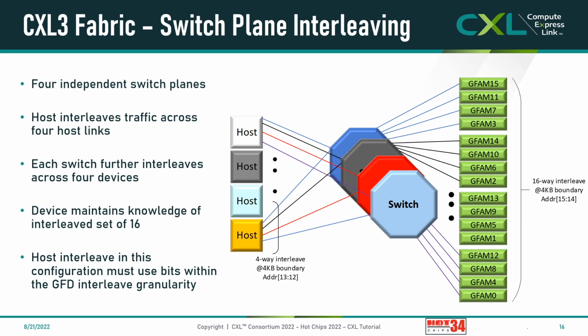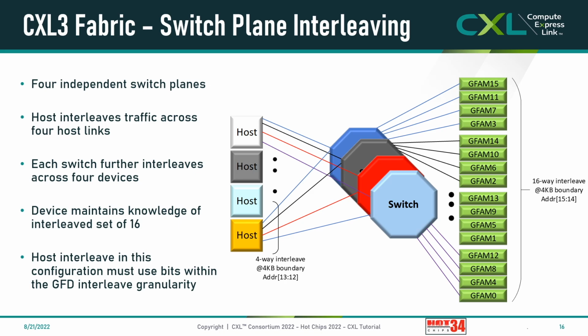A more complicated interleaving example is shown on this slide. Here we have 4 independent switch planes, commonly used to provide more fabric bandwidth. Each host has 4 root ports that connect to the 4 switch planes. These 4 root ports provide the first level of interleaving. The interleaving is set up to be on 4K page granularity, with the hosts using address bits 12 and 13 to determine which root port to send a request and thus which switch plane will receive that request.